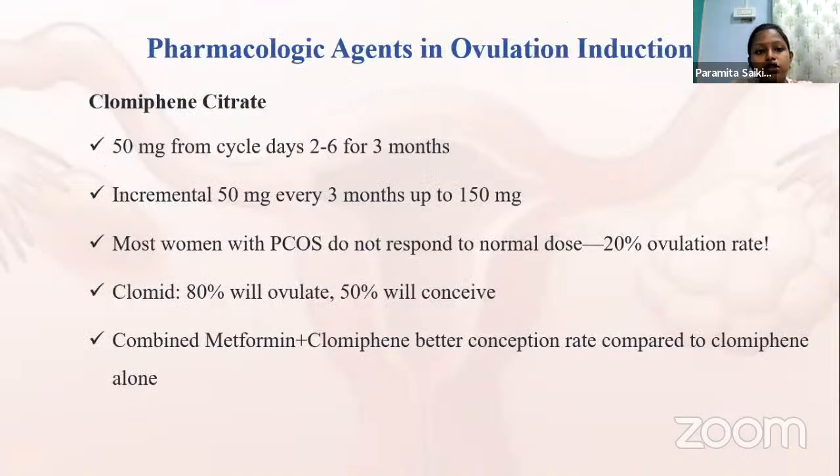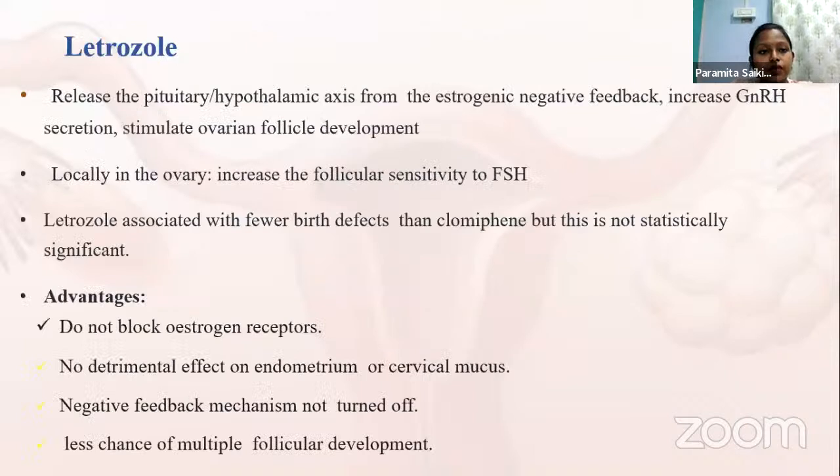Pharmacological agents in ovulation induction, we have clomiphene citrate 50 milligram from cycle days 2 to 6 for 3 months, incremental 50 milligram every 3 months up to 150 milligram. Most women with PCOS do not respond to the normal dose. A 20% ovulation rate has been seen. With clomiphene citrate, 80% will ovulate and 50% will conceive. Combined metformin and clomiphene gives a better conception rate compared to clomiphene alone.